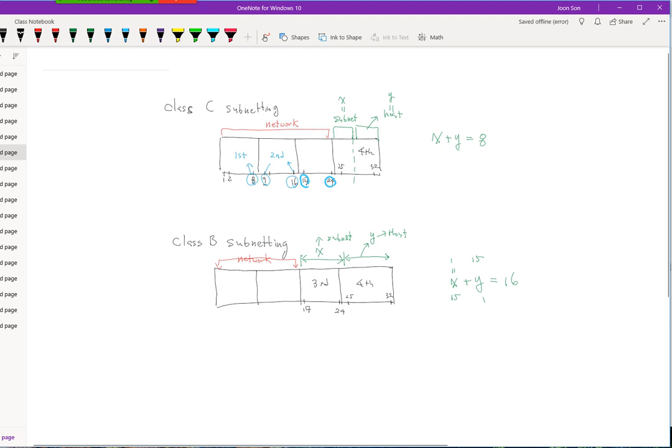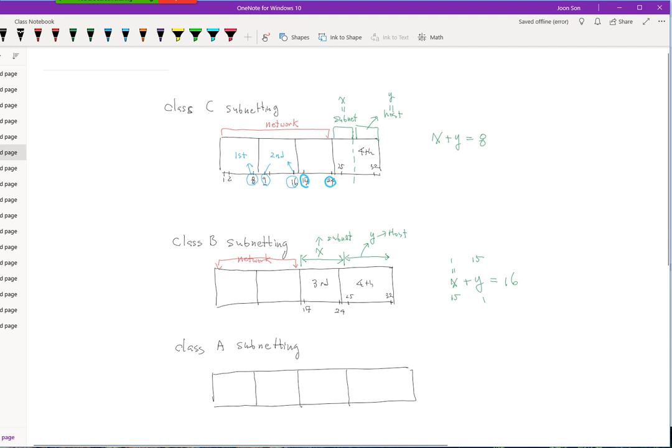And now let's take a look at class A subnetting. Okay? The class A subnetting, right? I'll do my best. Okay, I hope you can read this.